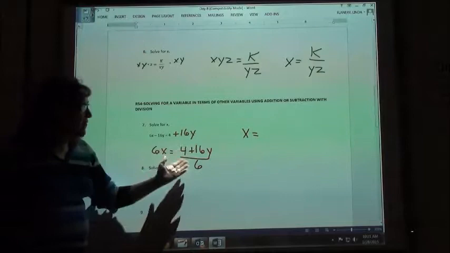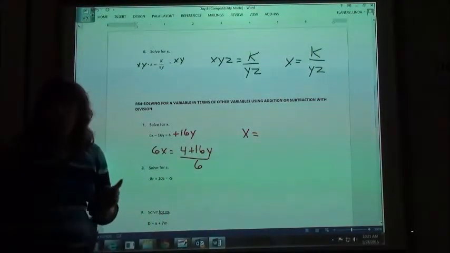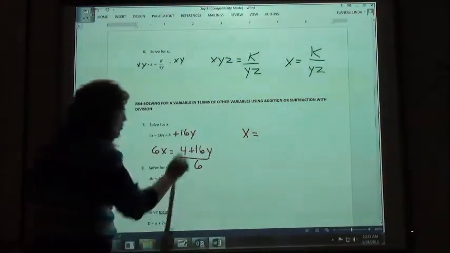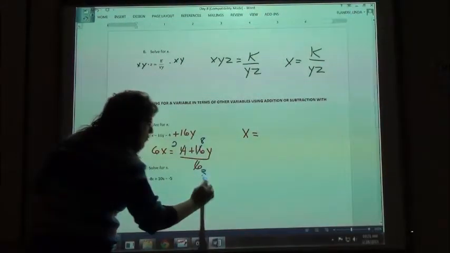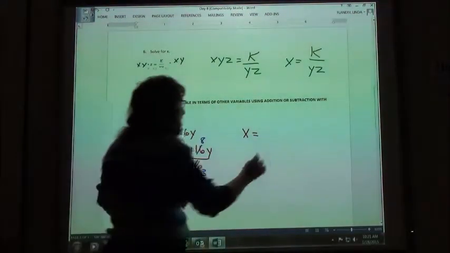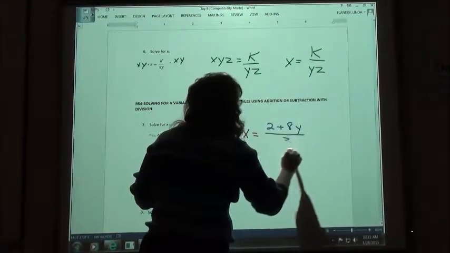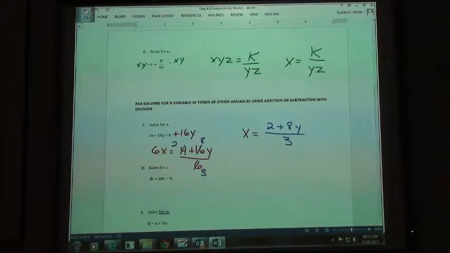In this case, if I would want to simplify it, because all three of these are divisible by 2, I could reduce things down. I could say 2 goes in here twice, into here 8 times, and into here 3 times. And so I'm going to have 2 plus 8y all over 3. You could simplify it into 2 fractions and have 2/3 plus 8/3 y. Also, it would be the same answer. I usually just leave the one big fraction.